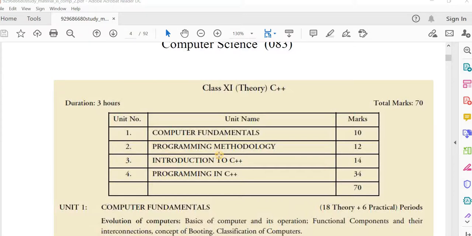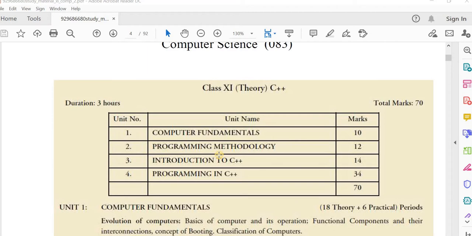So in the first video we have learned what we mean by computer programming, or what is a computer program, what we mean by programmer, what we mean by coding, and different applications of computer programming. All these have been discussed in the previous video.